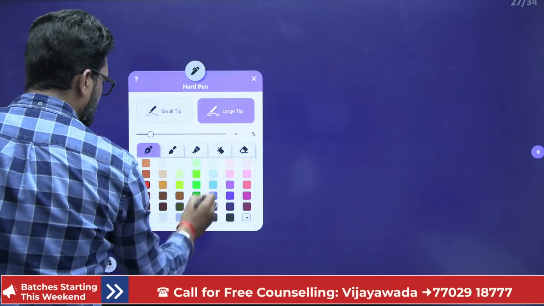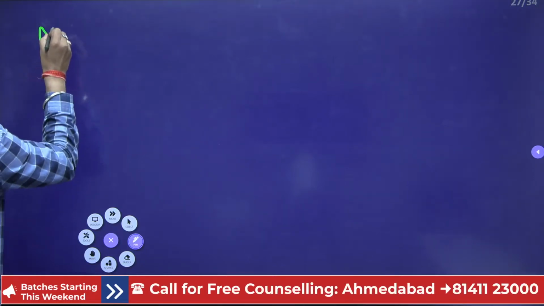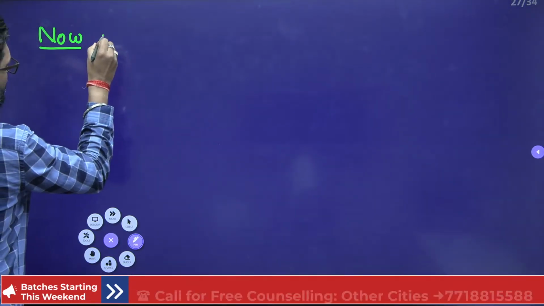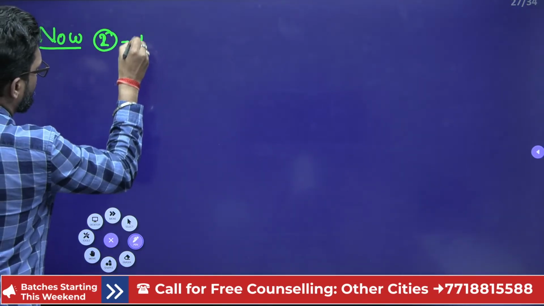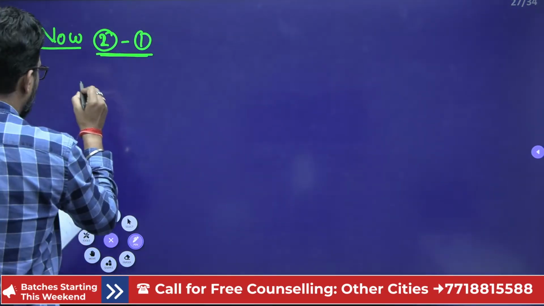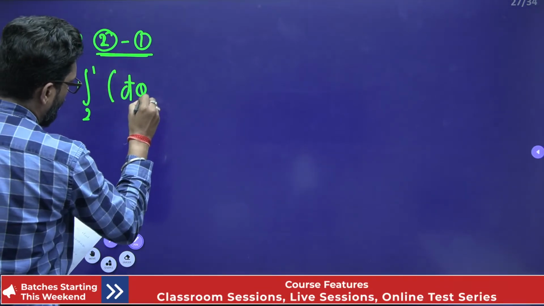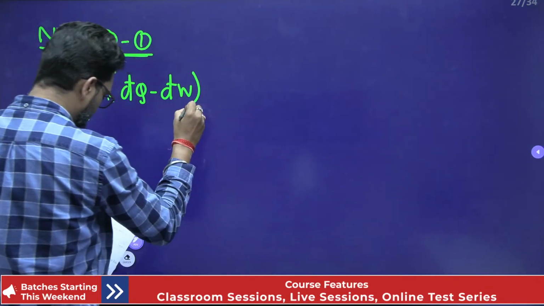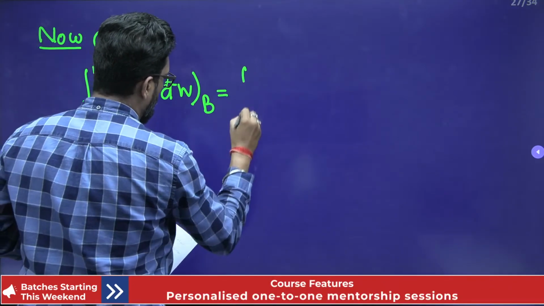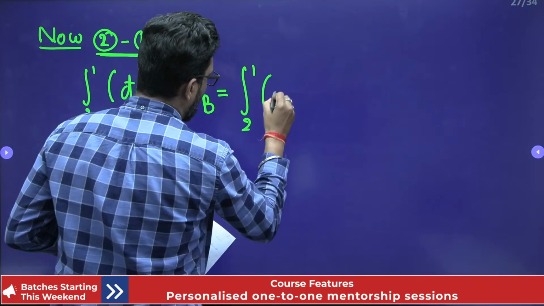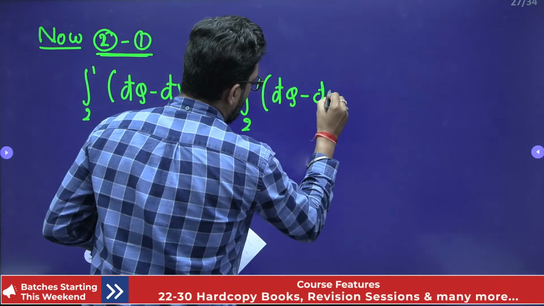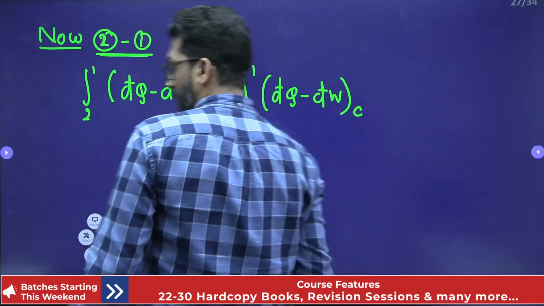Now if we subtract these two equations, what is your outcome? Second minus first. If you do the second minus first, it directly comes: the integral from 2 to 1 of (dq minus dw) via path B is equal to the integral from 2 to 1 of (dq minus dw) via path C. Very important.